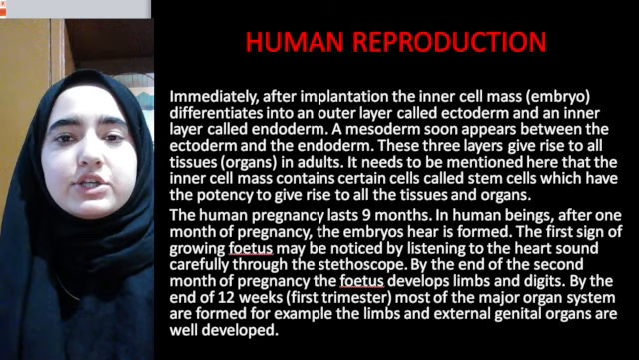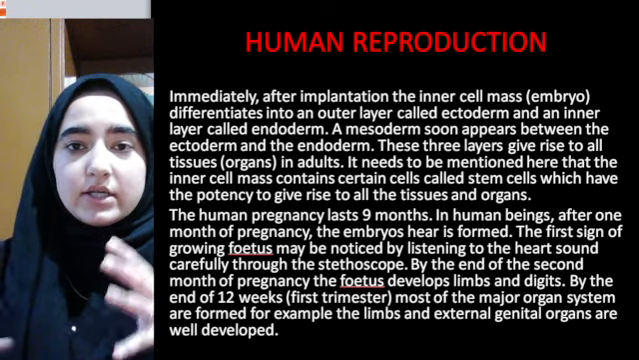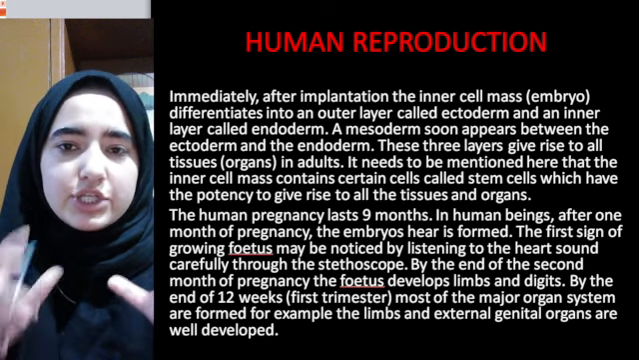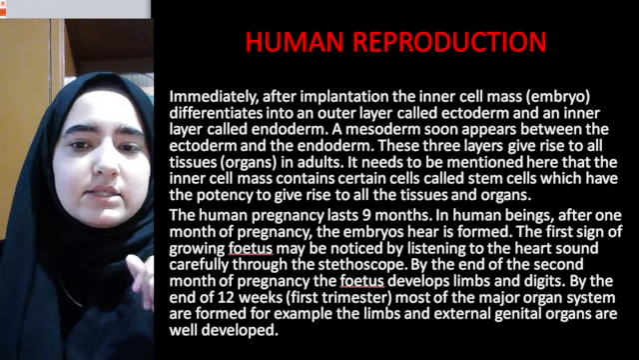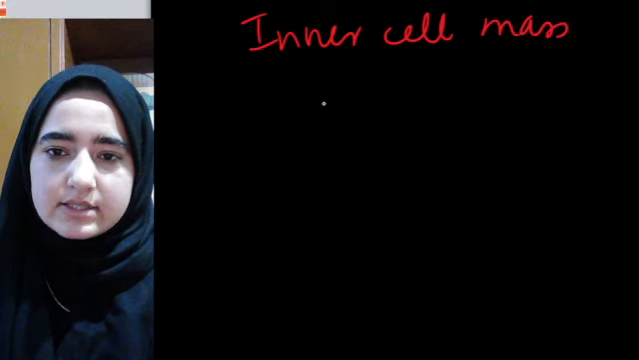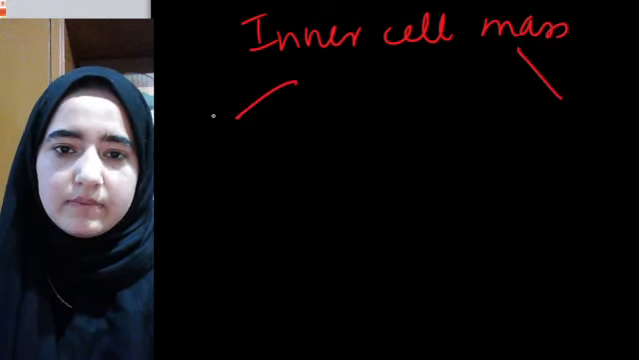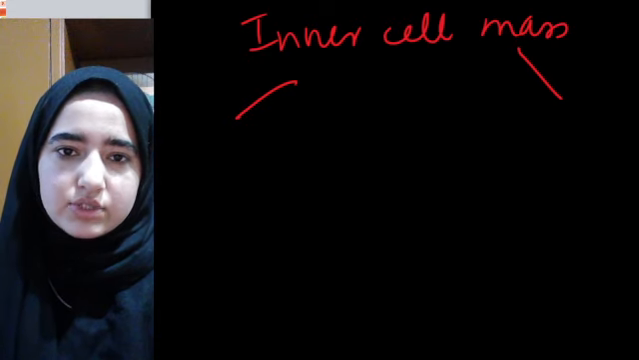You remember, after implantation we have trophoblast which gets implanted into the uterine wall. After implantation, the inner cell mass gets differentiated into ectoderm, endoderm, and mesoderm. First of all it differentiates into the ectoderm, the outer layer.